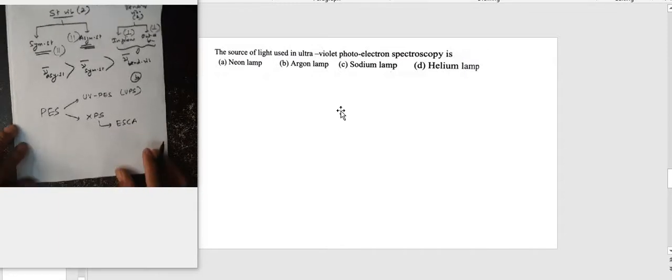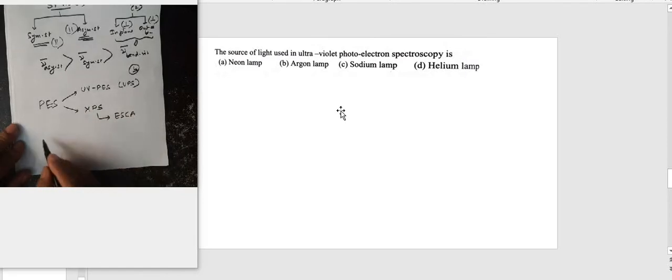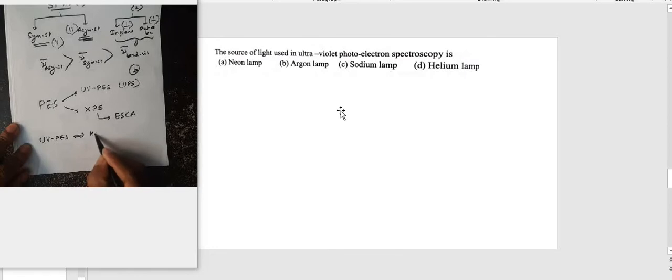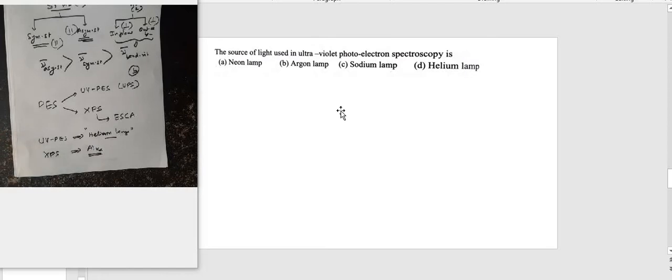Okay, and what is the source that we use for ultraviolet? For ultraviolet photoelectron spectroscopy, a helium lamp is used. Helium lamp is used as a source for ultraviolet photoelectron spectroscopy. For XPS, we use the aluminium K alpha radiations. Aluminium K alpha radiation or copper K alpha radiation is used as a source for X-ray photoelectron spectroscopy.